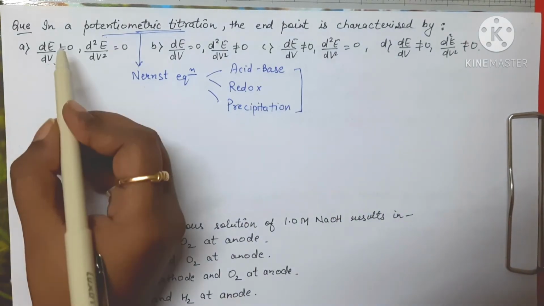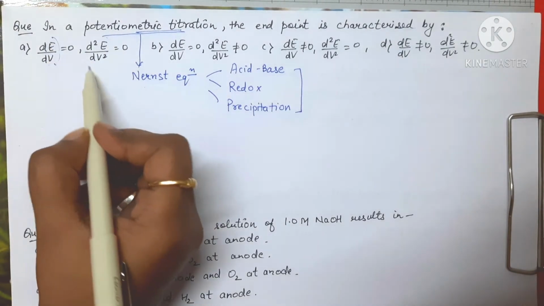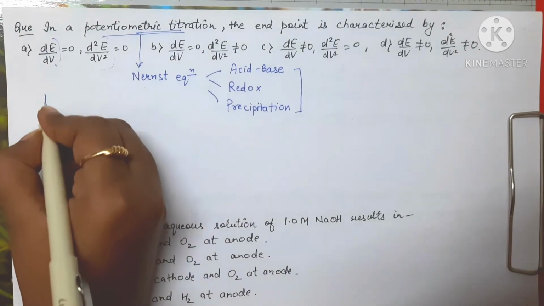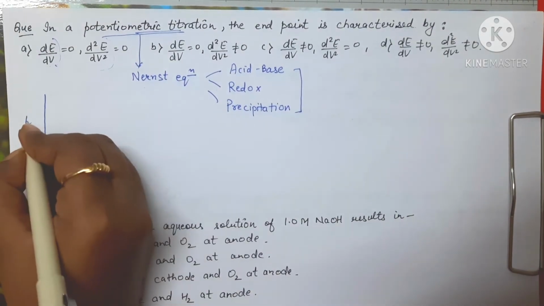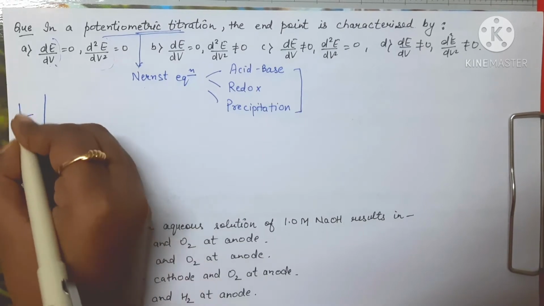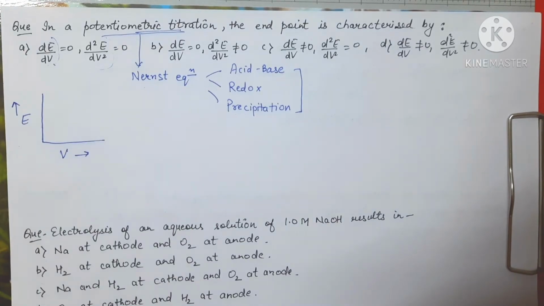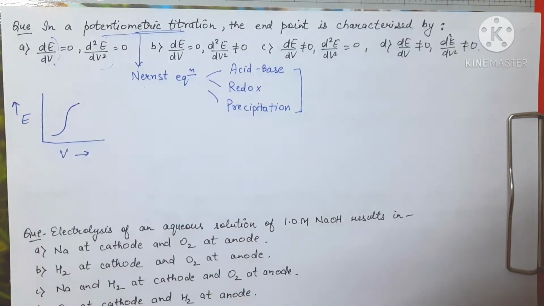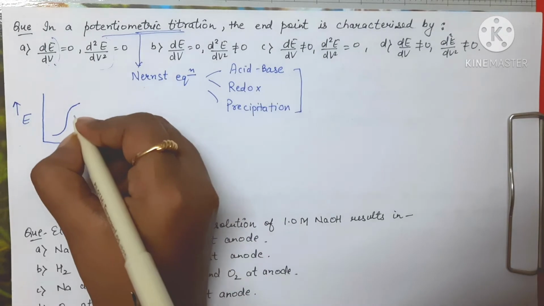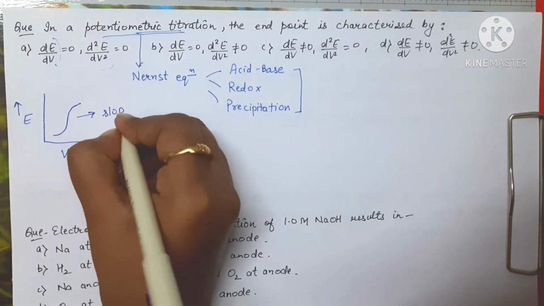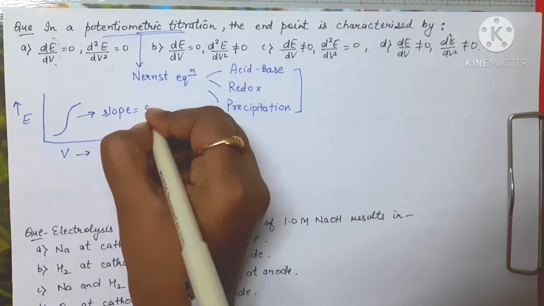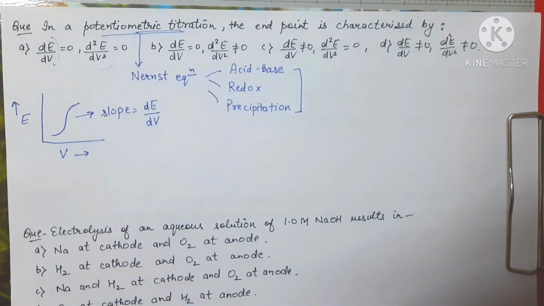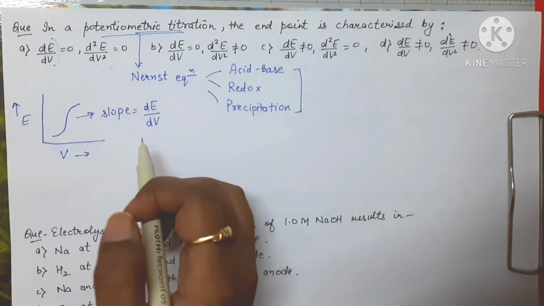So now we have to find out del E by del V and del square E by del V square at the endpoint. So if we plot a graph of E versus V, EMF versus volume after the potentiometric titration, then we are going to get a graph like this, right? And the slope of this graph is going to give us the value of dE by dV.